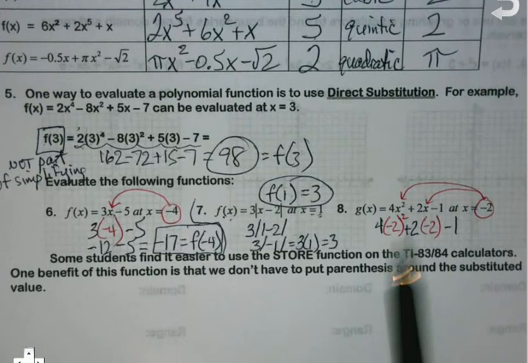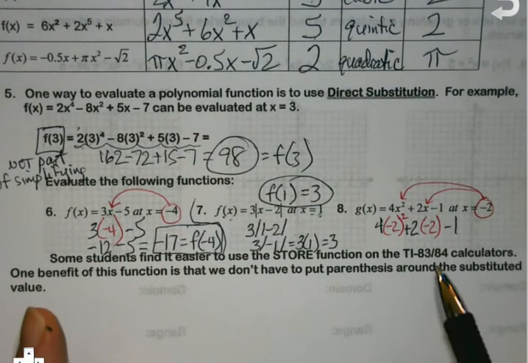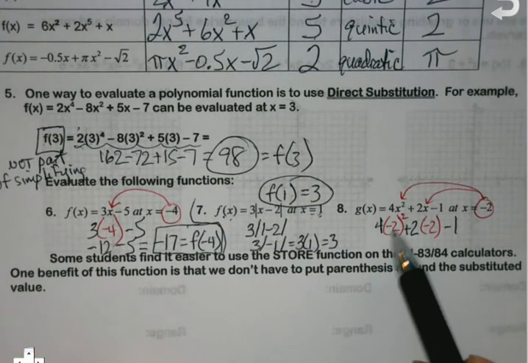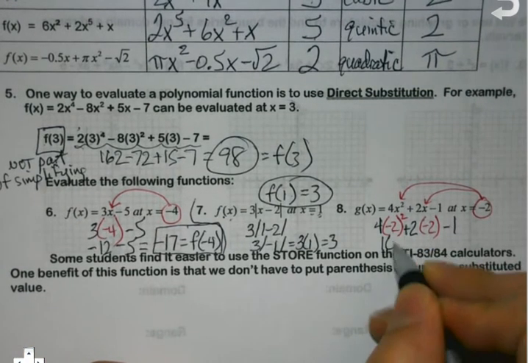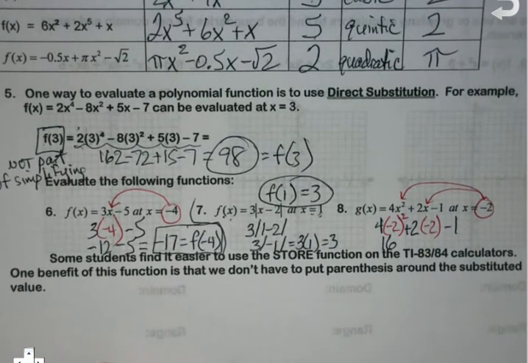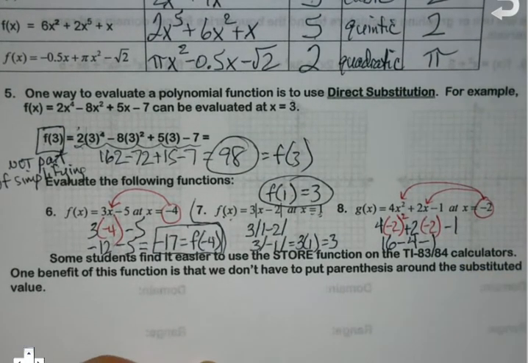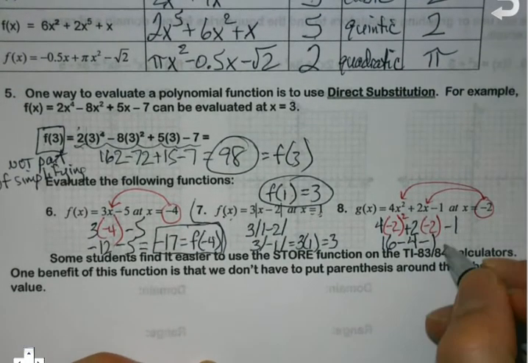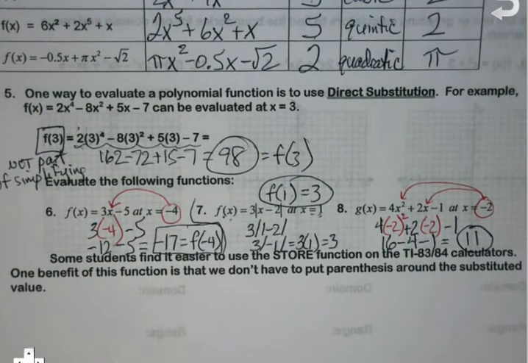Because there's a difference between negative 2 in parentheses, that quantity squared, and if there wasn't parentheses there at all. Negative 2 quantity squared is 4, positive. Times 4 is 16. 2 times negative 2 is negative 4, minus 1. 16 minus 4 is 12, minus 1 more is 11.